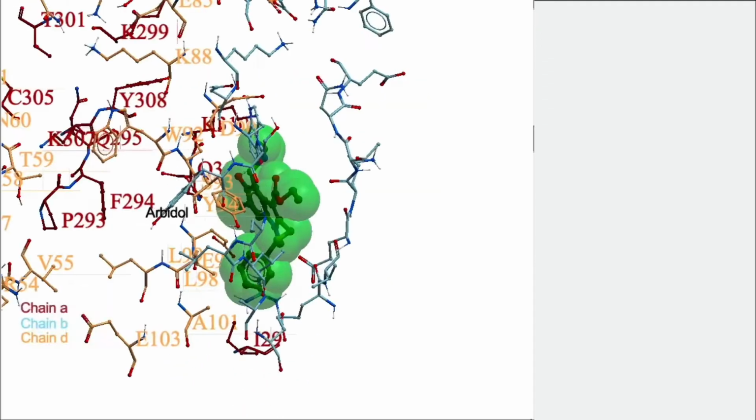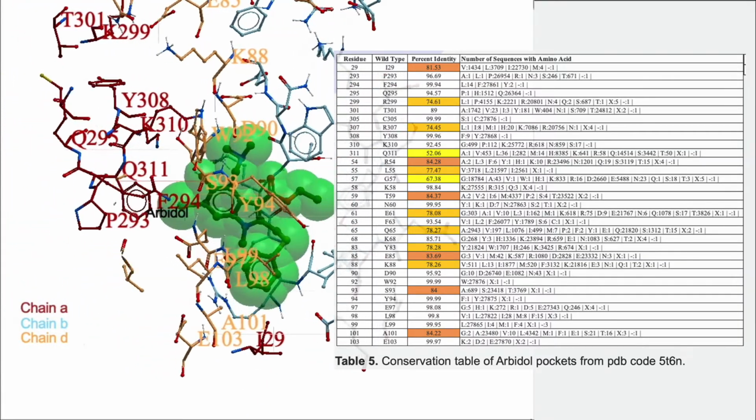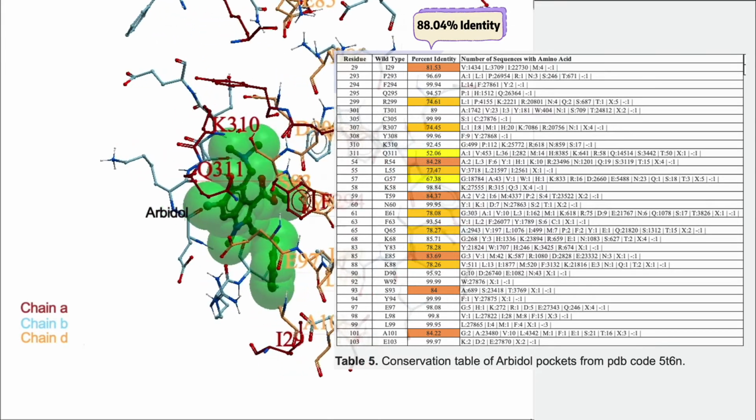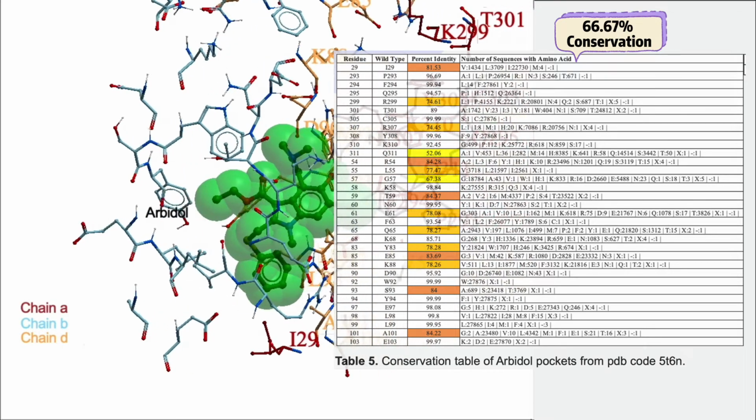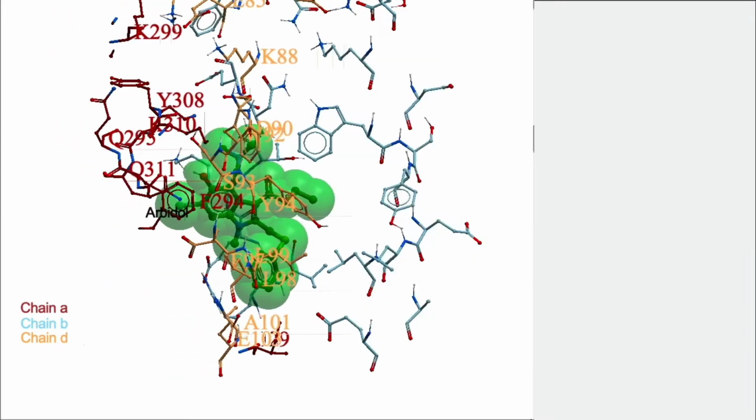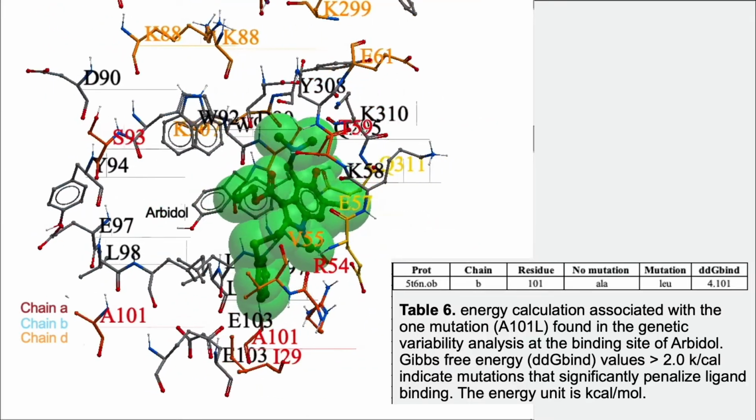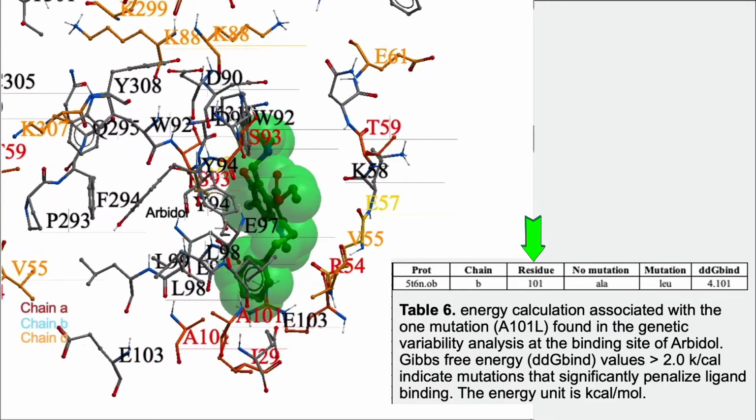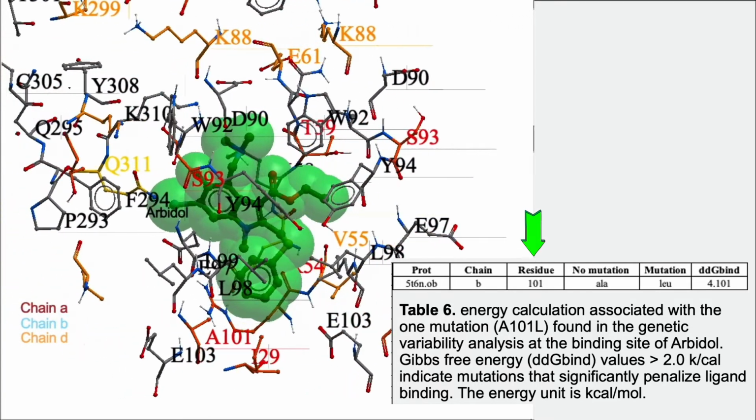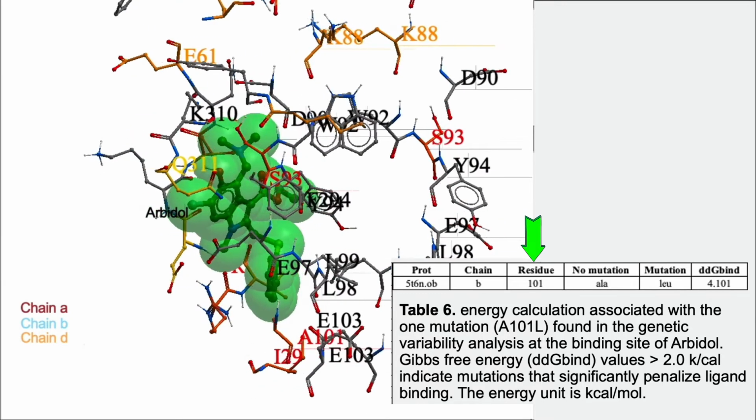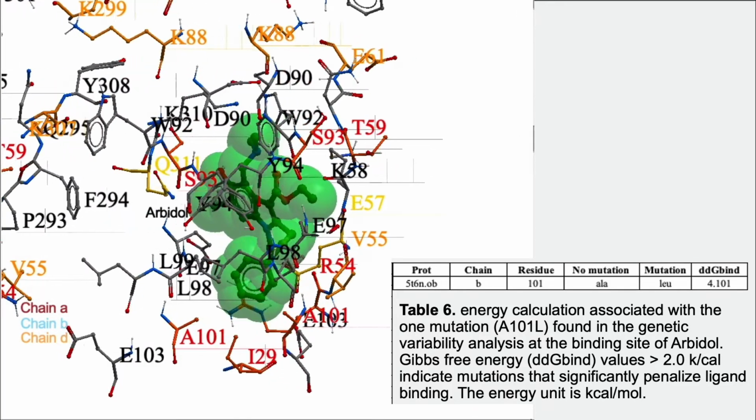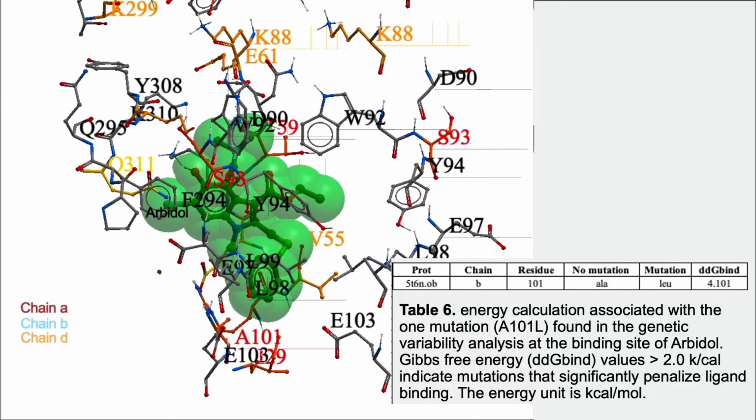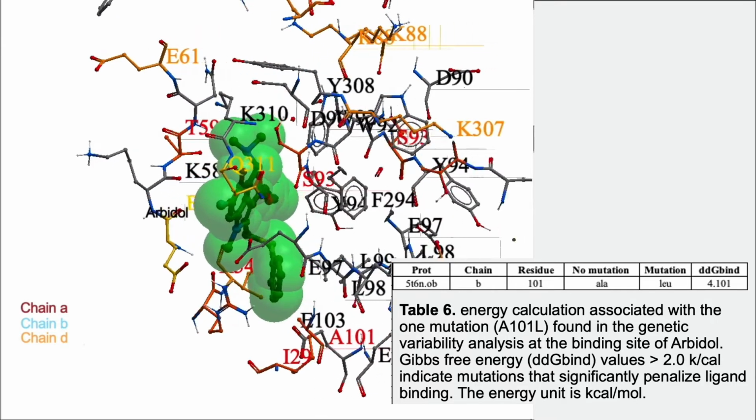A multiple sequence alignment indicates 88.04% sequence identity and 66.67% sequence conservation among the 33 residues lining the arbidol pocket. Based on the analysis of pocket residues and DDG bind values, the change of the energy between alanine and leucine at position 101 is significant, which affects ligand interactions and accounts for group-specific binding of arbidol.